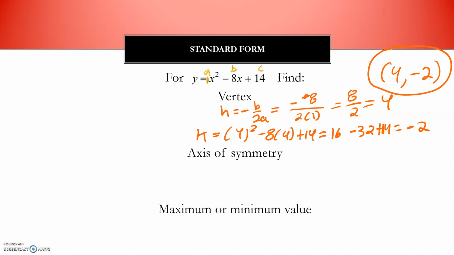Okay? -b over 2a, get what you get. That's the x-coordinate. Plug that into the function, and you get your y-coordinate. If you want to use a calculator to help you find k, that's fine. The axis of symmetry is always x equals h, so that would be x equals 4 in this case. The maximum or minimum value is k, which would be -2. And because a is +1, this graph would open up, and it's a minimum.